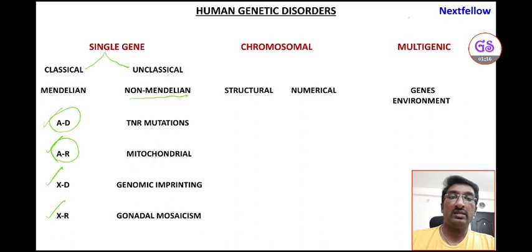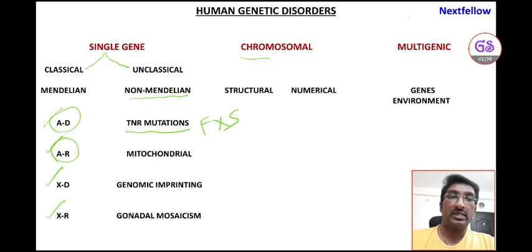And coming to the unclassical or non-Mendelian pattern of inheritance, there are four categories under this. One is trinucleotide repeat mutation, which includes Fragile X syndrome. Then mitochondrial inheritance, one of the common examples is mitochondrial myopathy, and genomic imprinting, which includes Prader-Willi and Angelman syndrome. And the last one in this category is gonadal mosaicism.